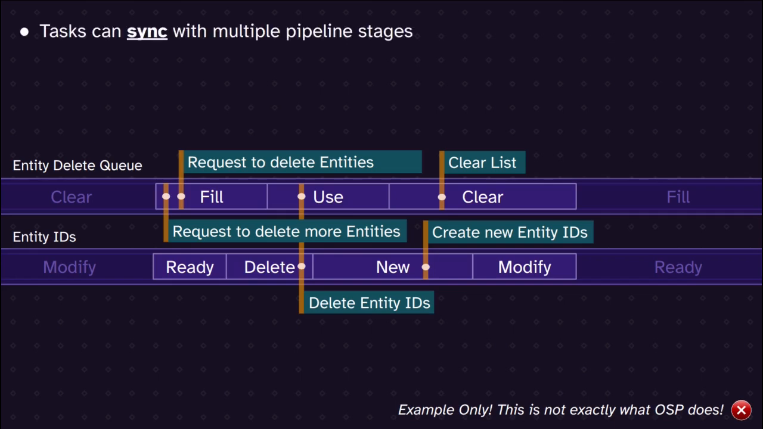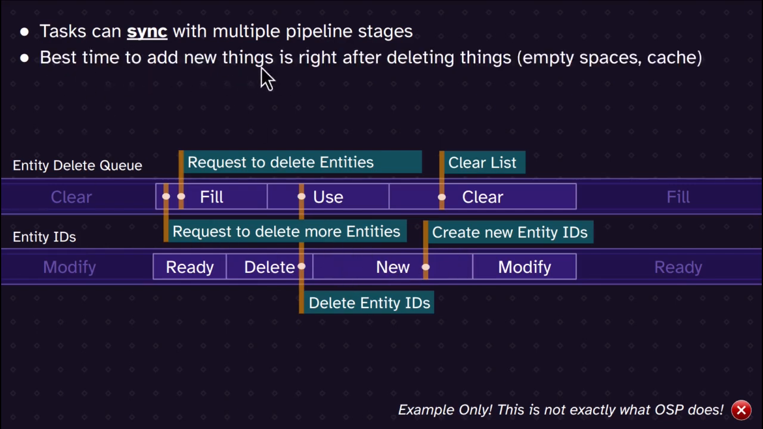So tasks can sync to multiple pipeline stages. So instead of just requesting entities to delete, here I've actually added a pipeline for entity IDs, for example, and it has a delete stage when we actually delete entity IDs and then create new IDs. And that's because the best time to add new things is right after we delete things. When we delete things, we leave a bunch of empty spaces, and also the newly deleted stuff is fresh in the memory cache, so it's best to be used right away. But I'm not going to go into how. That's actually a little advanced.